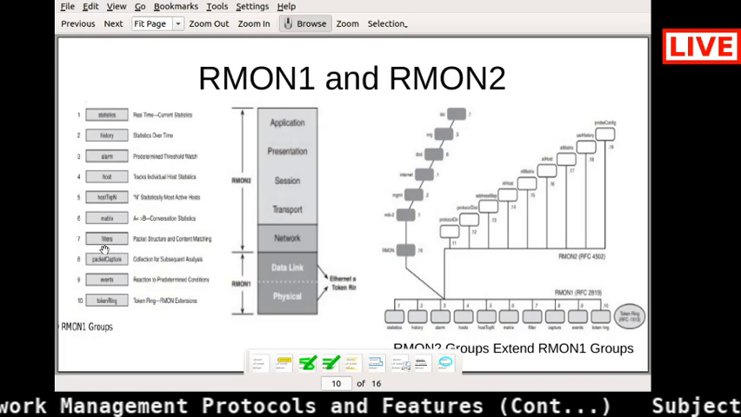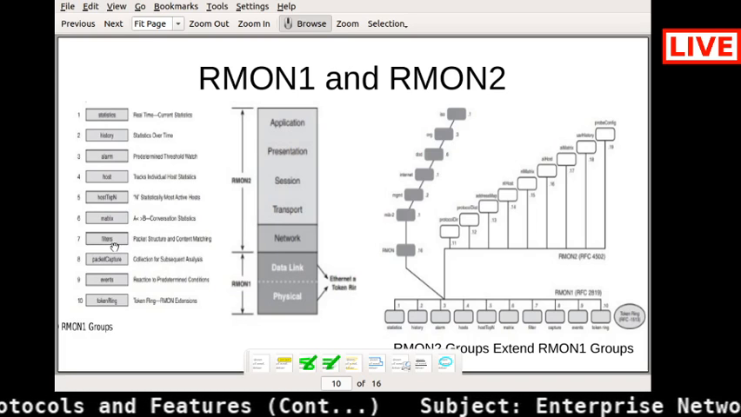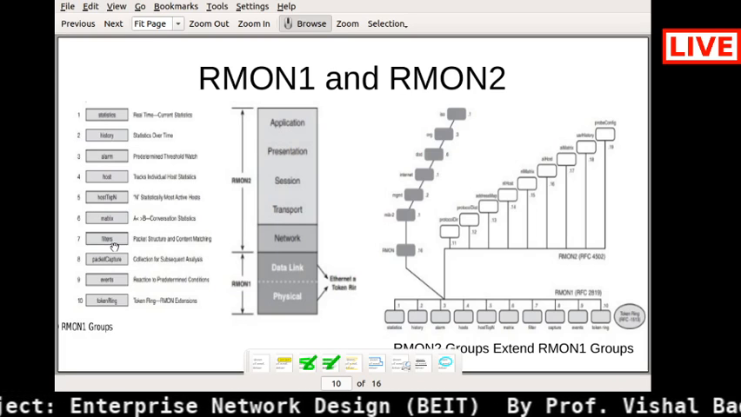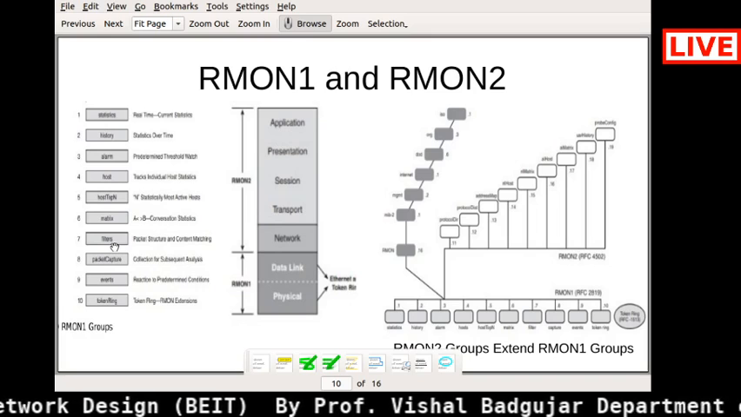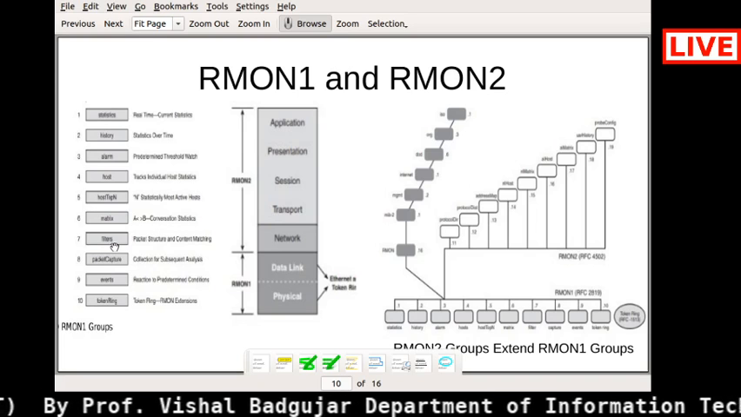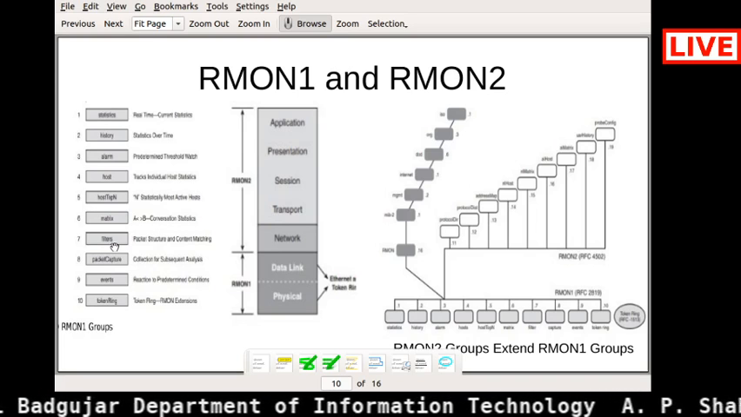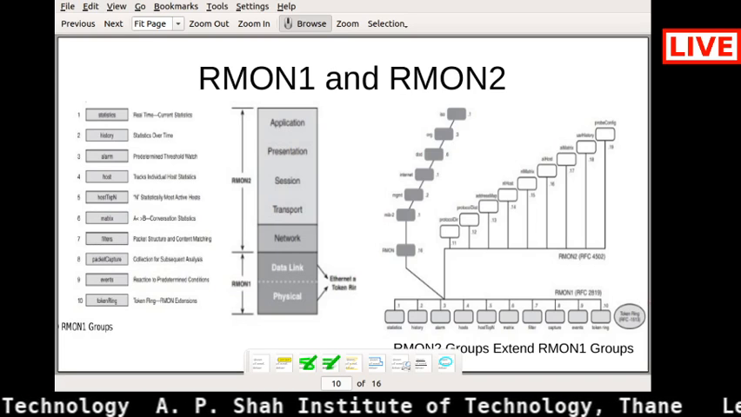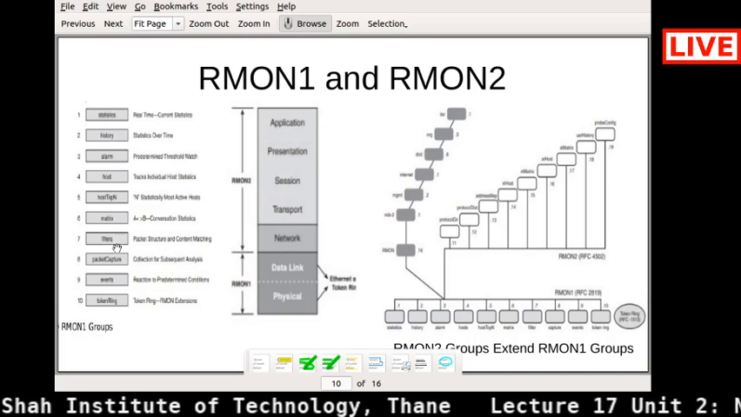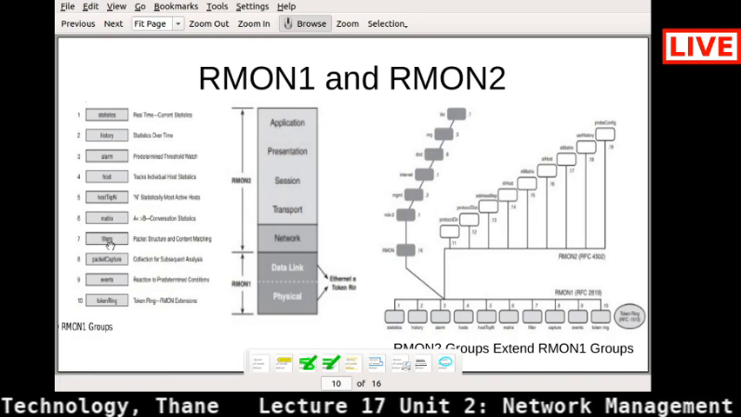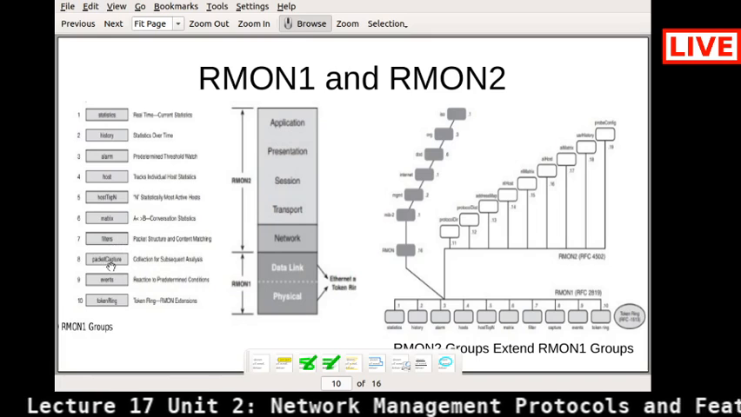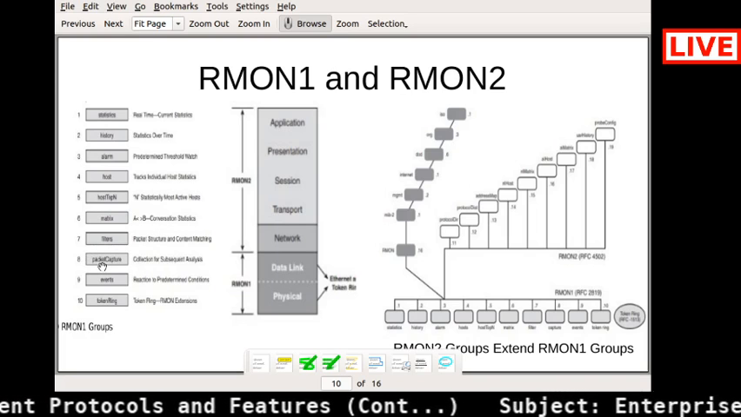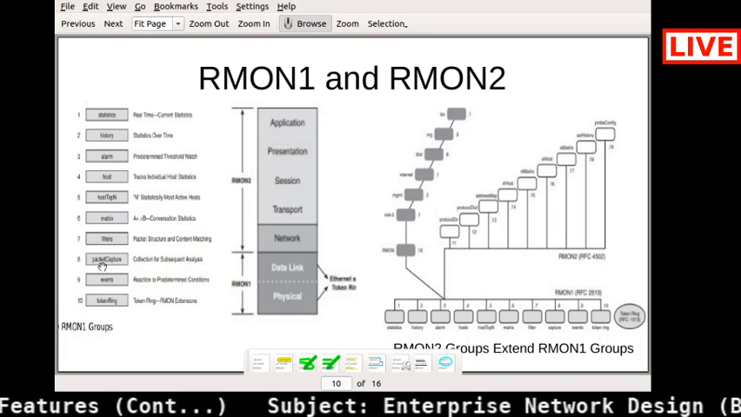Then the seventh group is your filter. As you know, we use it for our data packet filters. Whatever rules you are generating, or whatever events you are generating, depending upon that you can apply packet filters by using this group. Then the next one is your packet capture. Whatever data packets you use to match those rules in the filter group, by using this packet capture group you can use them for the analysis part.